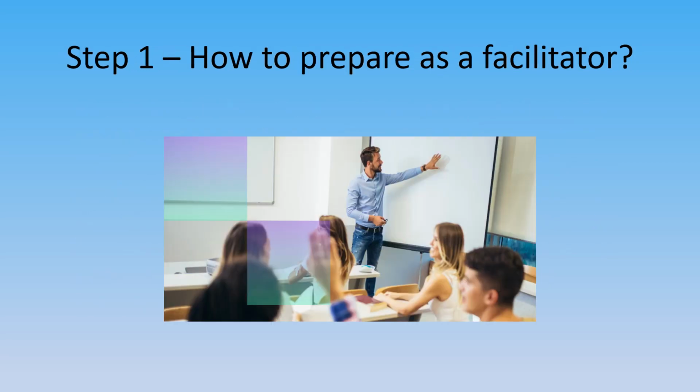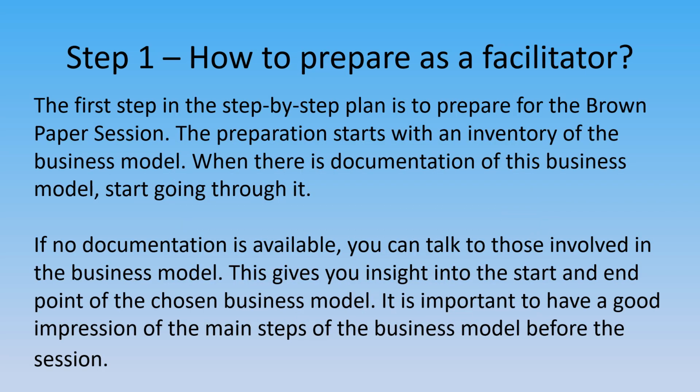Step 1. How to prepare as a facilitator. The first step in the step-by-step plan is to prepare for the brown paper session. The preparation starts with an inventory of the business model. When there is documentation of this business model, start going through it. If no documentation is available, you can talk to those involved in the business model. This gives you insight into the start and end point of the chosen business model. It's important to have a good impression of the main steps of the business model before the session.